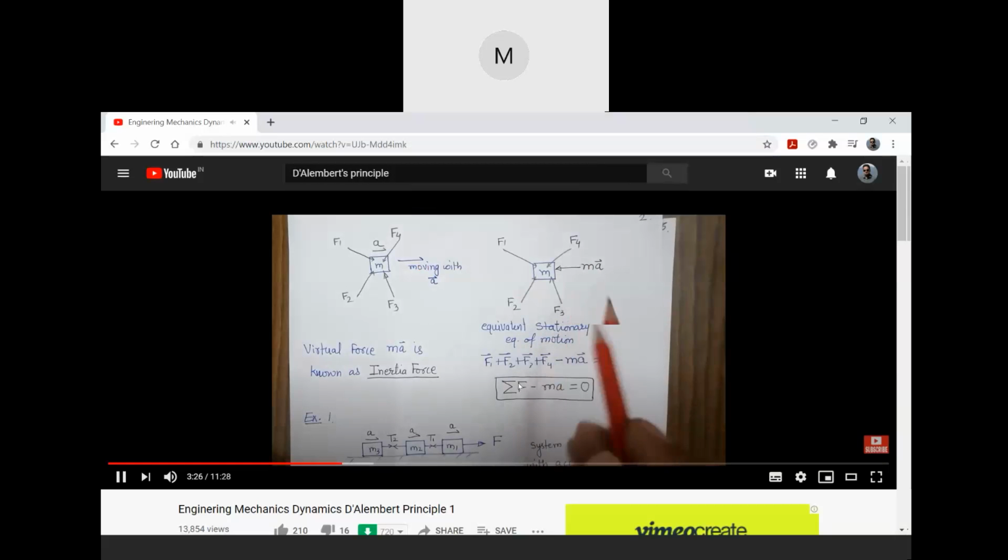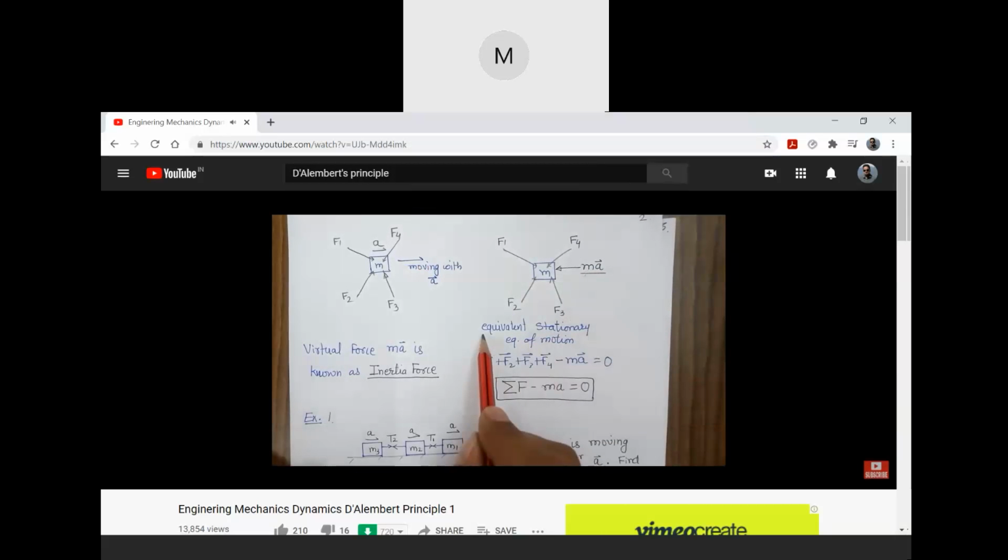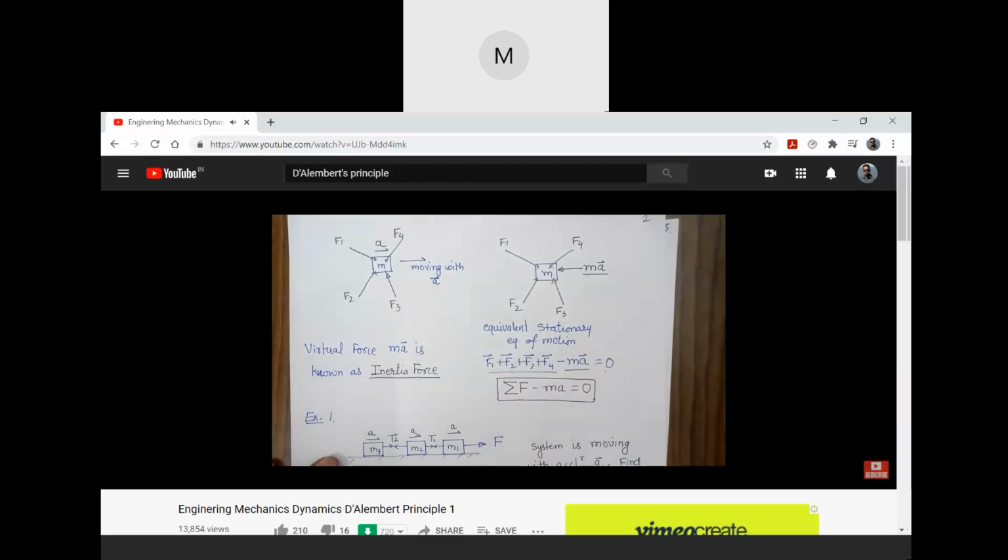Based on the D'Alembert principle, we have added an additional force, and because of the additional force the system has become an equivalent stationary system, and now I am writing its equation of motion by considering it as a static system. So the summation of all the forces along with the additional force will be zero. Basically the D'Alembert principle helps to write the equation of motion of a dynamic system by considering a virtual force, and this virtual force is known as the inertial force.